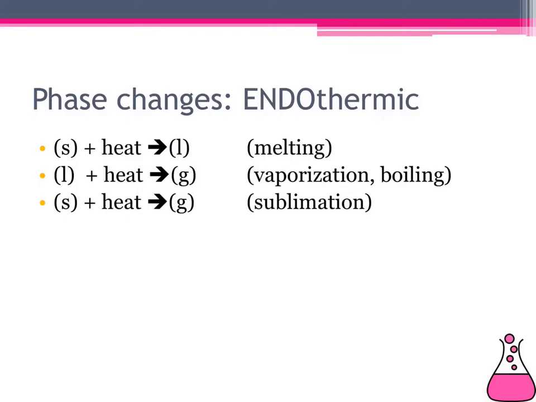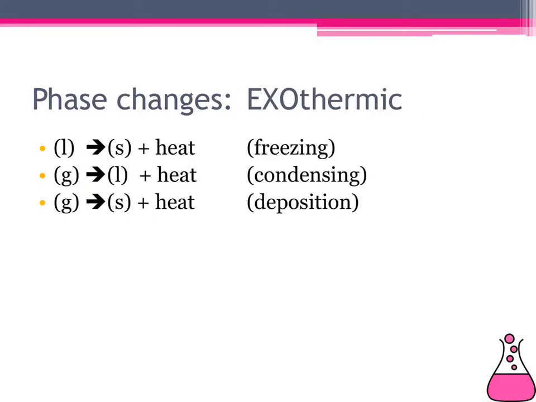Remember, endothermic means I'm adding heat energy. I have to add heat energy in, or heat energy is being absorbed. So melting would be endothermic. You have to add heat to melt something. Boiling or evaporation or vaporization is also going to be endothermic. You have to add heat to make that happen. And sublimation is also endothermic. When we wanted our iodine crystals, those purple crystals, to turn into a gas, we had to put them into the Bunsen burner flame. That's adding heat energy.